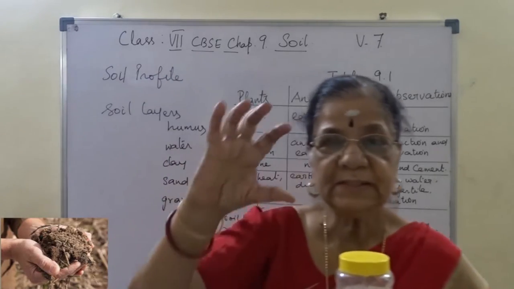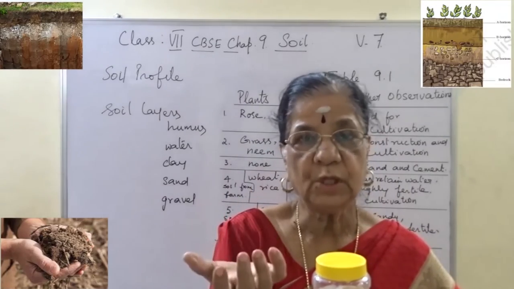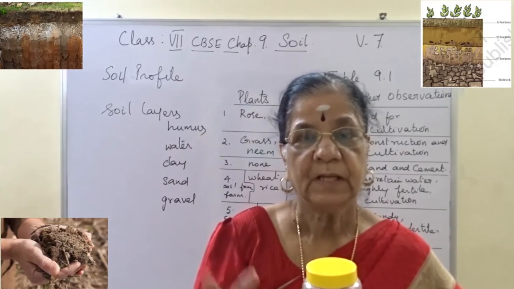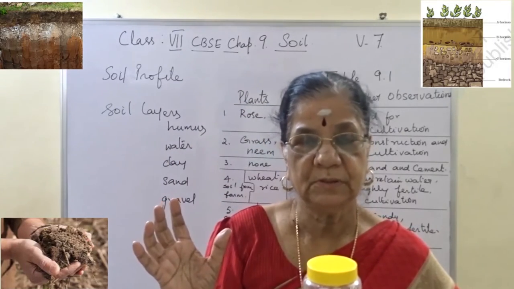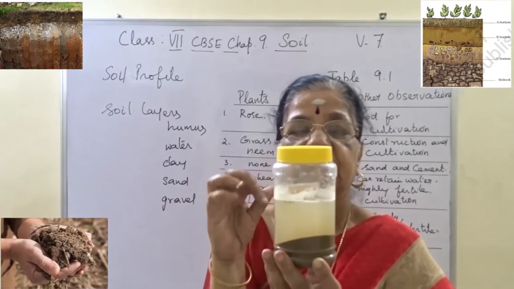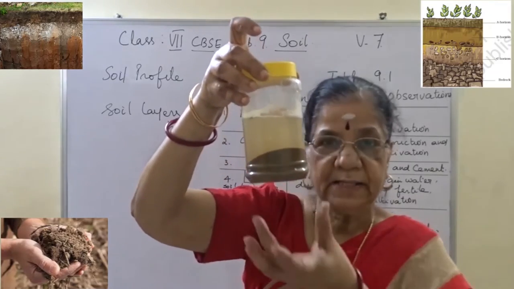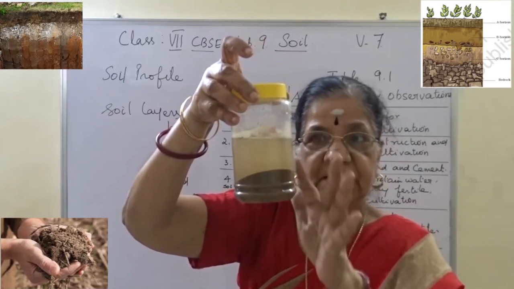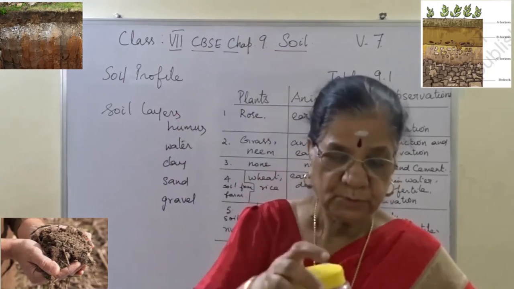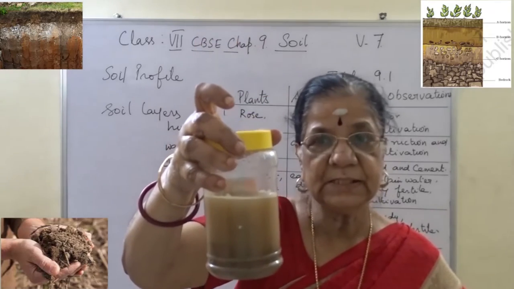In our textbook there is a glass tumbler, isn't there? You take a glass tumbler, take some garden soil, put it in the glass tumbler and then add water. Leave it aside for around half an hour to 1 hour. So instead of a glass tumbler I have taken a glass bottle. In the glass bottle I have taken soil and then added water. Now the soil has settled down. When they settle down, again I will show you.